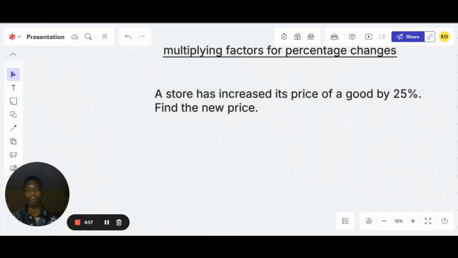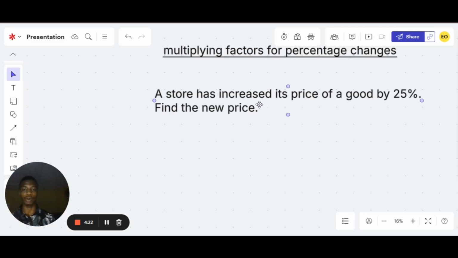Okay, so let's talk about multiplying factors for percentage changes. By percentage changes, I mean something that when an object increases or decreases by a particular percent, you have to find the new value of the object. So a change has occurred that is tied to a percentage. Now, in this situation where you need to find the new value of an object after its value has increased or decreased by a particular percent, you're going to need to work with what we call a multiplying factor.